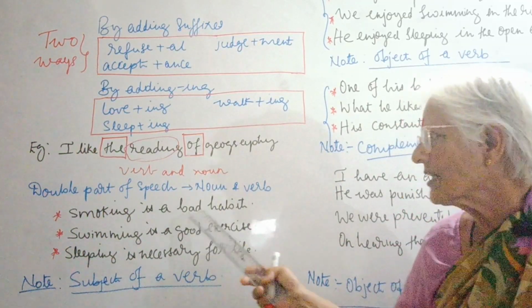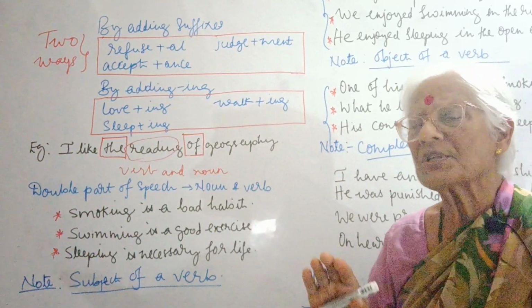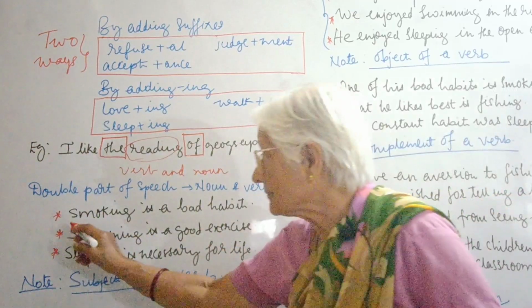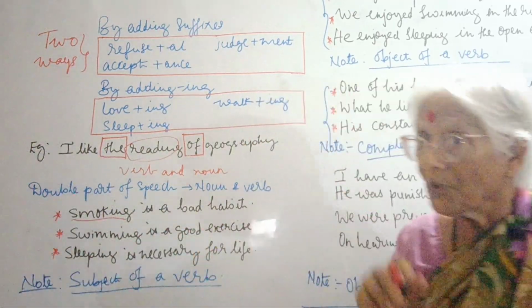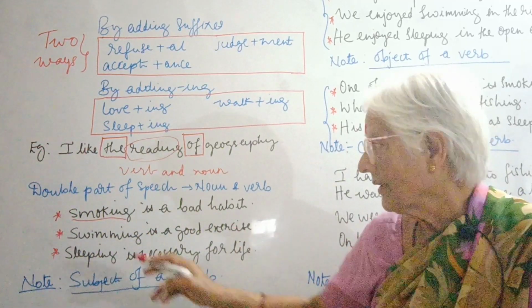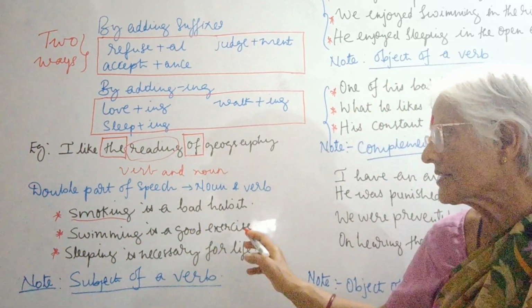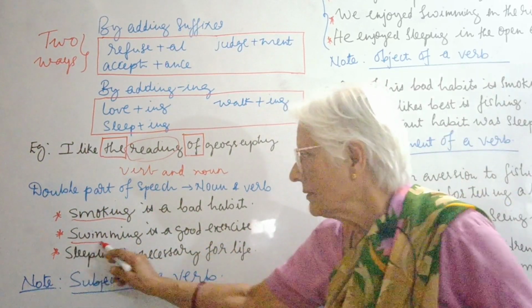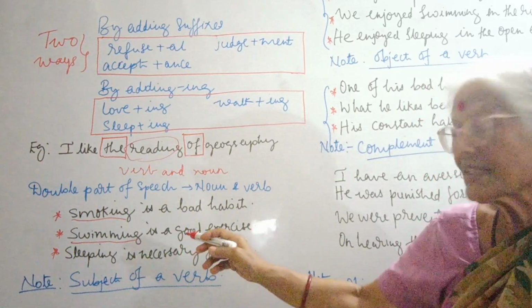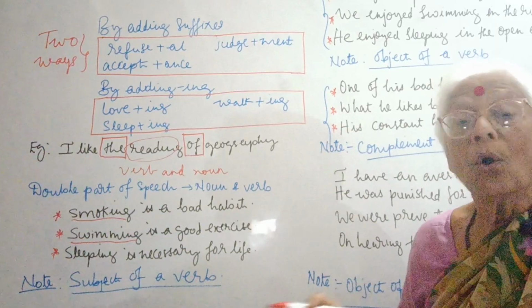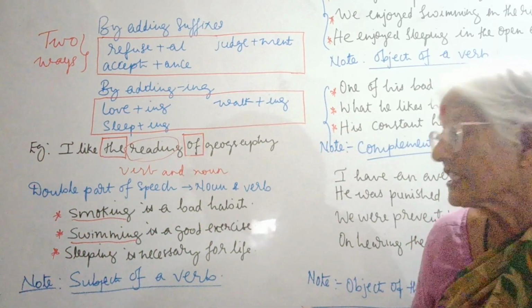Now, smoking is a bad habit. Let me ask a question. What is a bad habit? I get my answer as smoking. It is a verb, but it is playing the role of a noun. Swimming is a good exercise. What is a good exercise? Swimming. So, it's a verb as well as a noun. Sleeping is necessary for life. What is necessary for life? Sleeping.